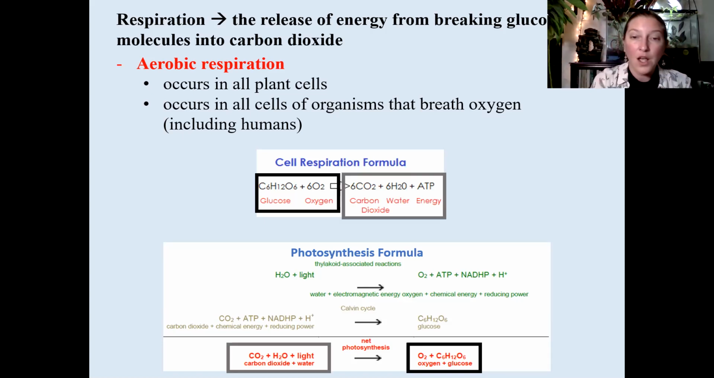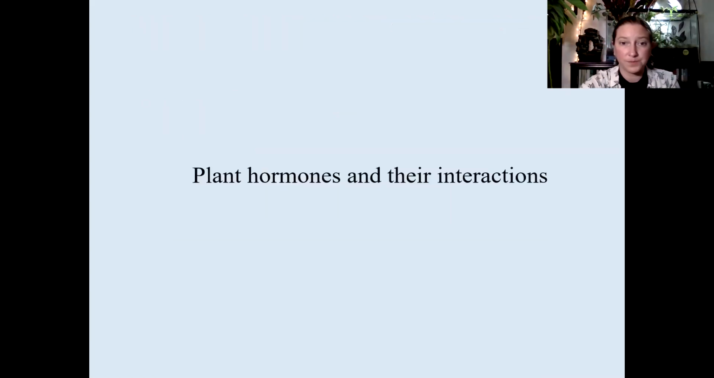And likewise, look at what comes out of cellular respiration, shown in this gray box: carbon dioxide, water, and energy. And what goes into photosynthesis? Carbon dioxide and water, and a different type of energy, energy from the sun, but still energy. So that could help you remember this.